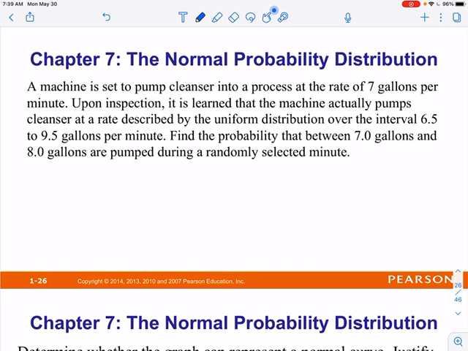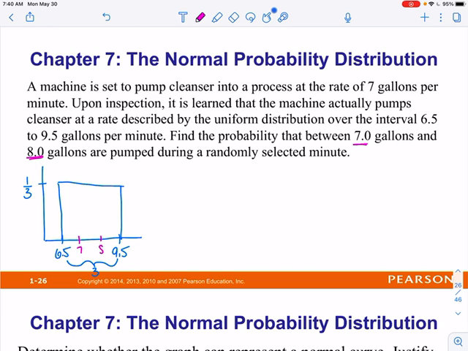Again, I'll start with my graph here. This time we're going to start at 6.5 and go up to 9.5. The difference between 6.5 and 9.5 is 3, which means the length of this rectangle is 3, so the height is going to be 1 over that. The blue rectangle represents our entire area, but we don't want the entire area. We want between 7 and 8 gallons. So let's say maybe 7 is here and 8 is here.